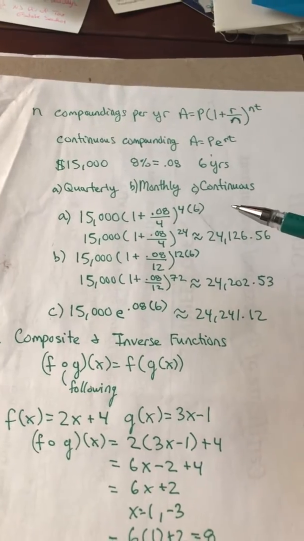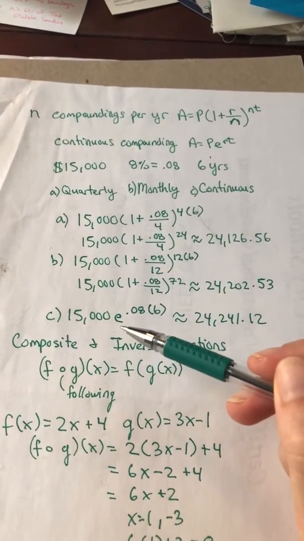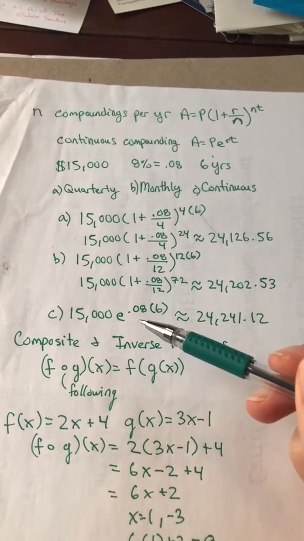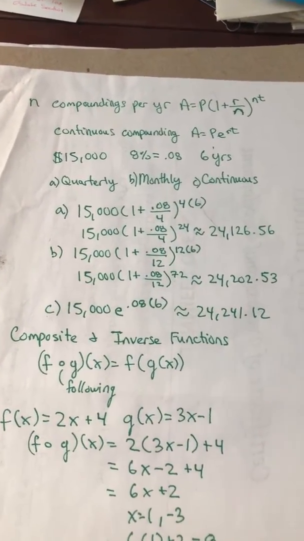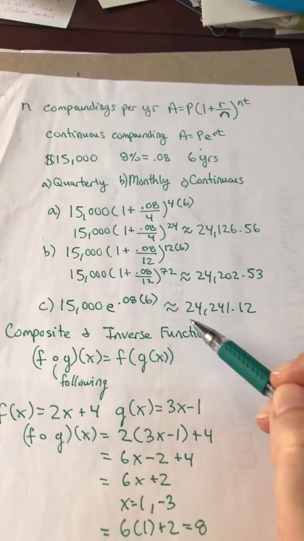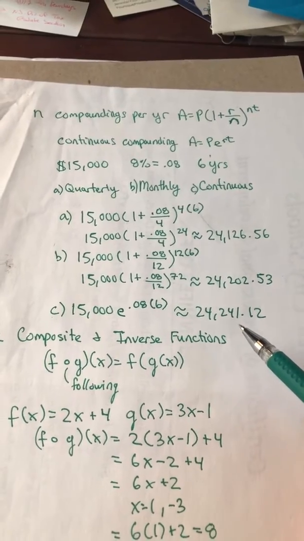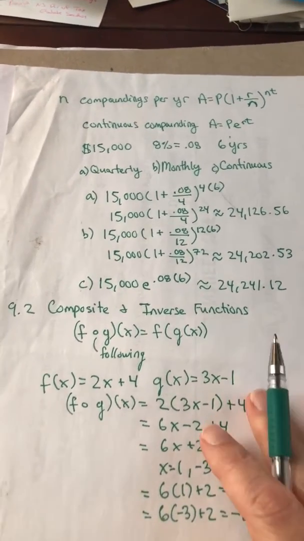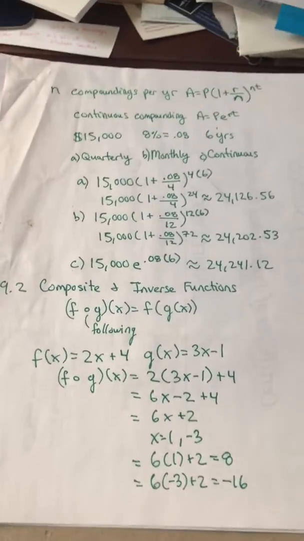If you do it continuously, then you're going to use PERT. So you have 15,000 e to the 0.08 times 6. Here you don't have to worry about quarterly, 4, monthly, 12, etc. Here you make out the best. Make approximately $24,241.12.